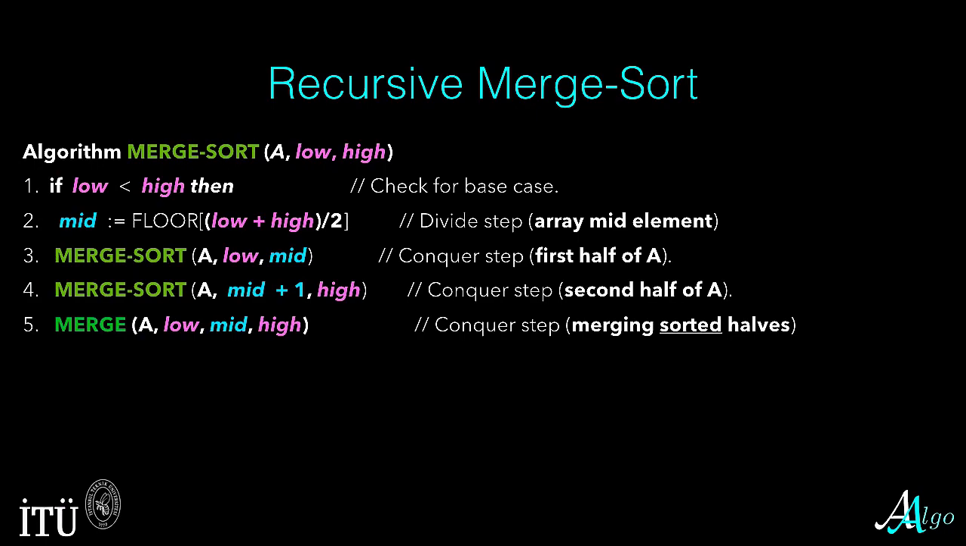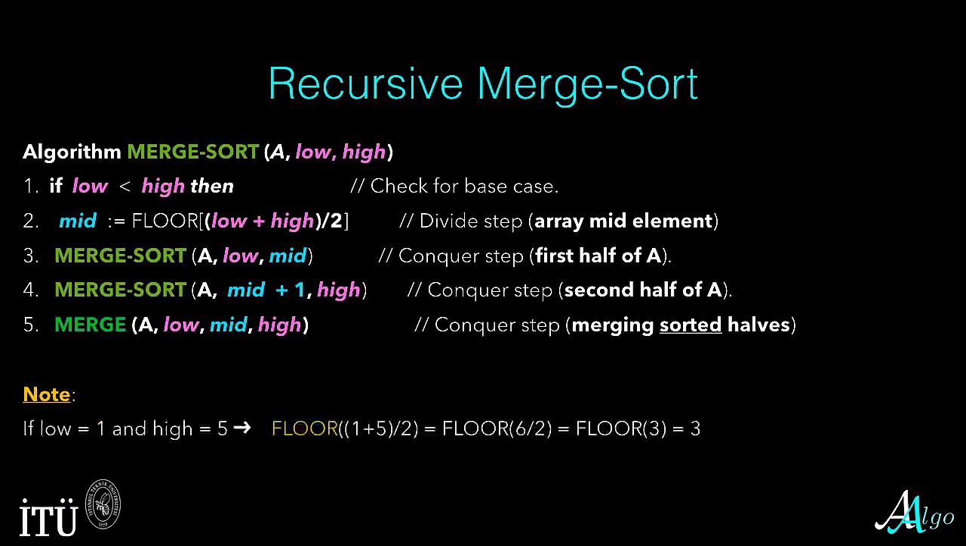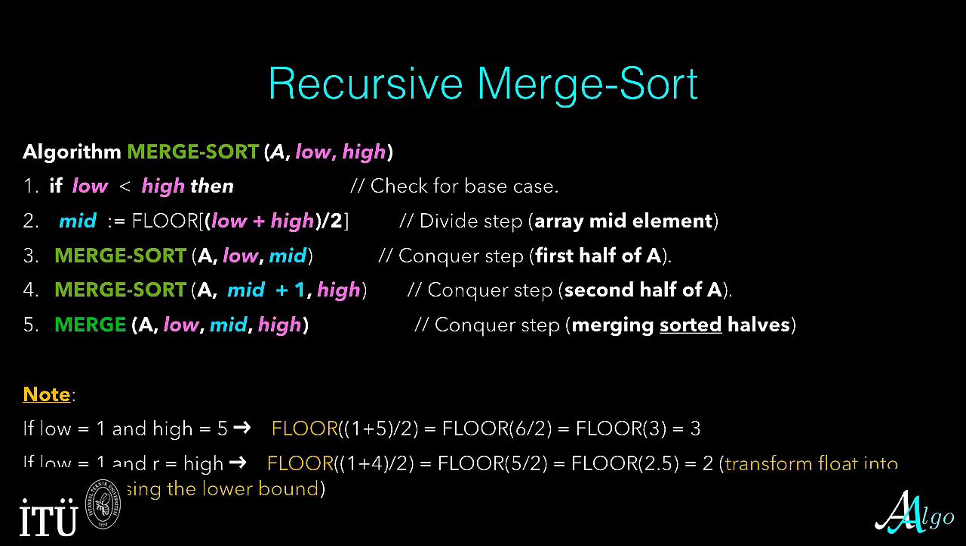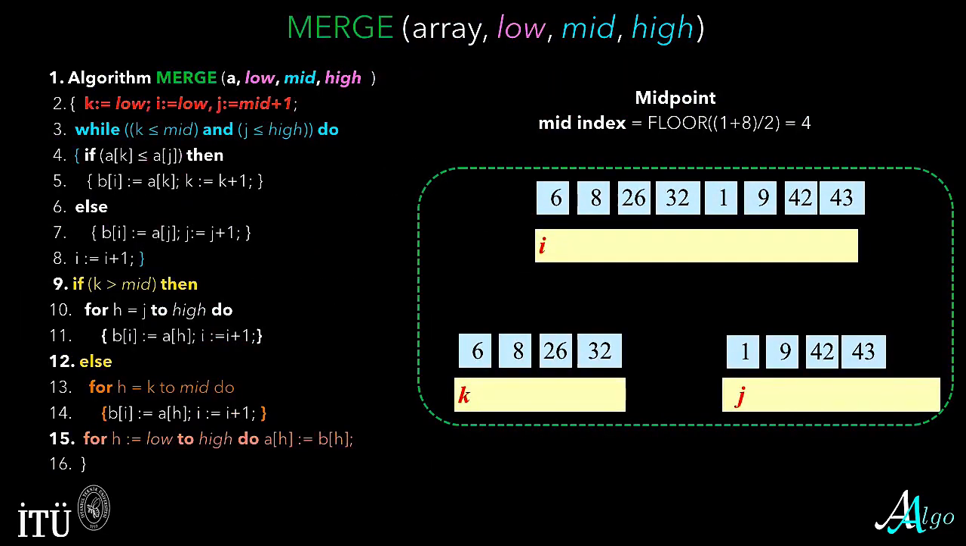How are we going to analyze this algorithm? Let's look. Just to remind you guys, the floor here, for example, if you have 6 divided by 2, it is 3, but if you have, for example, 2.5, it's the lower bound, so 2.5 gives you 2. Great.